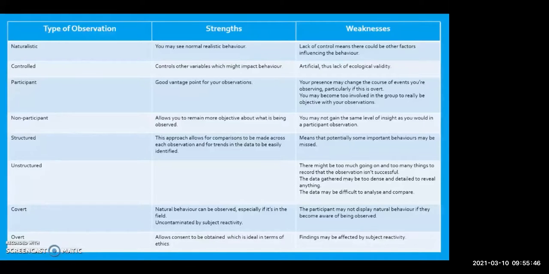Covert. Natural behavior can be observed, especially if it's in the field, and this is uncontaminated by subject reactivity. The participant may not display their natural behavior if they become aware of being observed. Overt. Allows consent to be obtained, which is ideal in terms of ethics. However, the findings may be affected by subject reactivity as they know they are being observed.